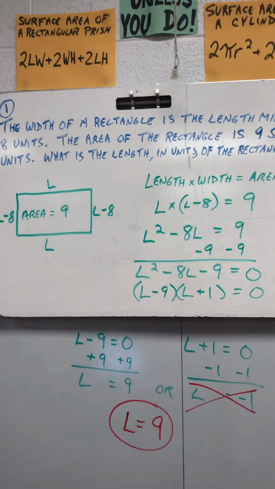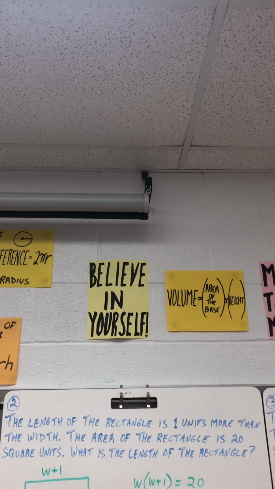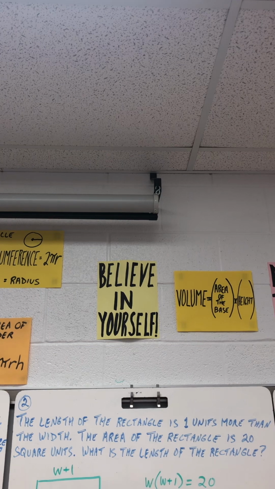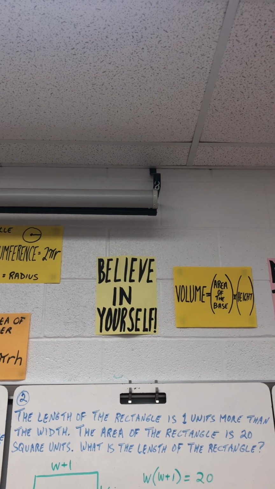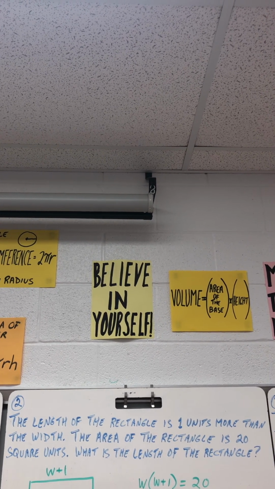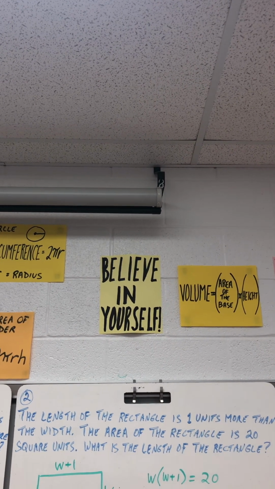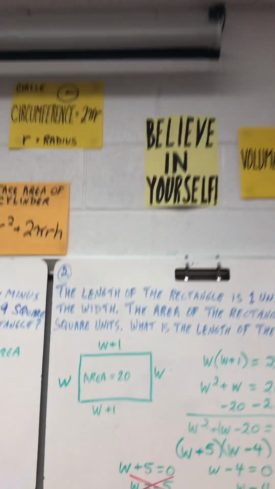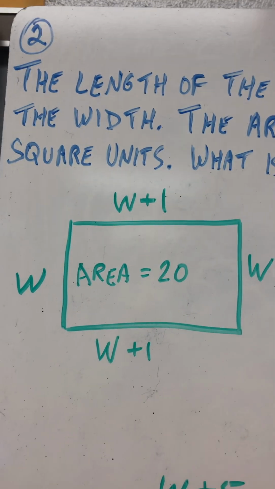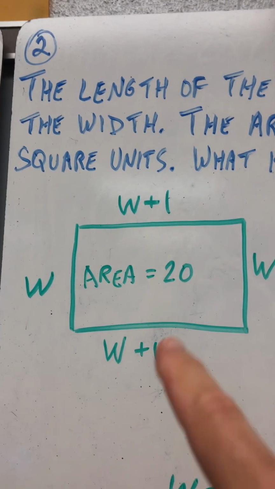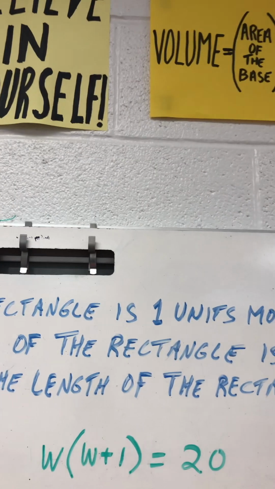Okay. The length of the rectangle is 1 unit more. In Delta Math, sometimes the English is not perfect. It should be 1 unit more than the width. The area of the rectangle is 20 square units. What is the length of the rectangle? Okay. The length of the rectangle is 1 more than the width. So I'm going to say the width is W and the length is W plus 1. 1 more than the width. And the area equals 20. So once again, W times W plus 1 equals 20.